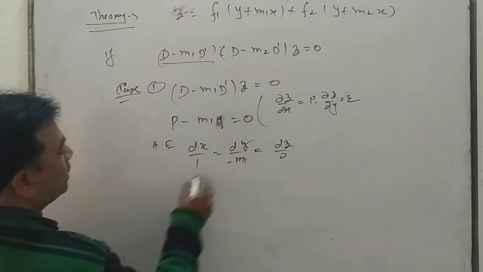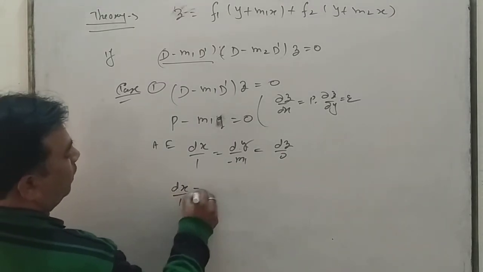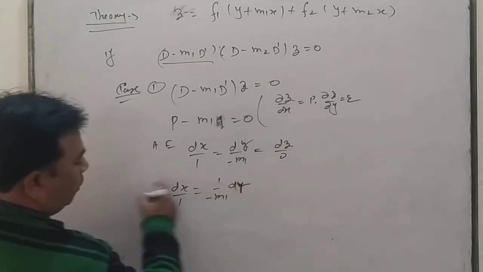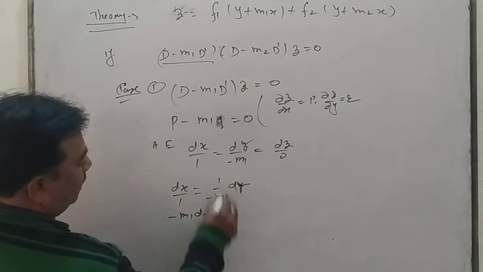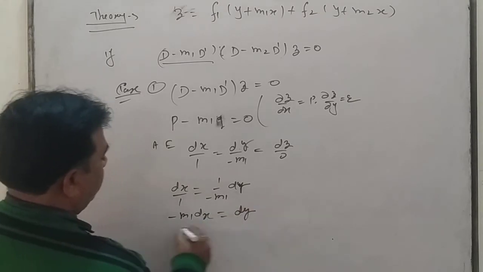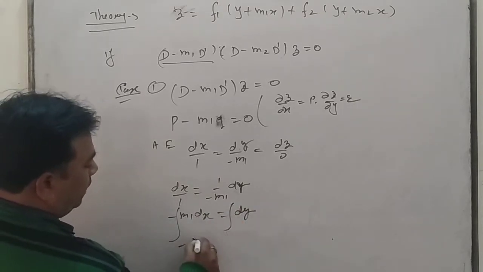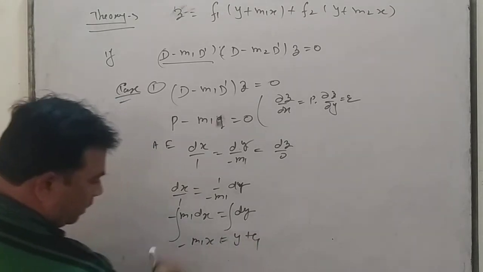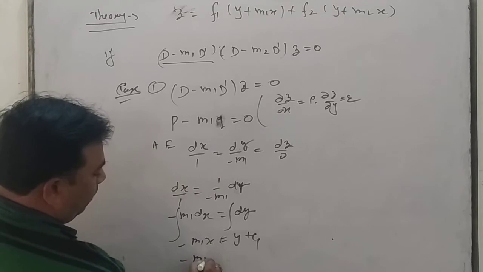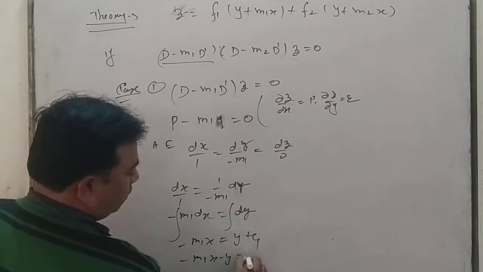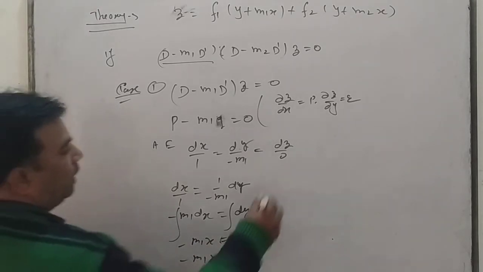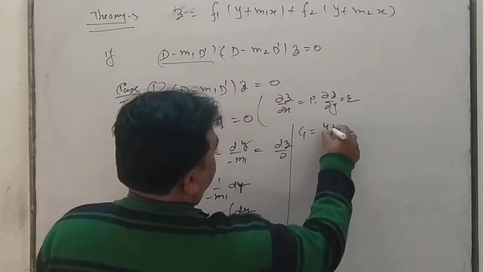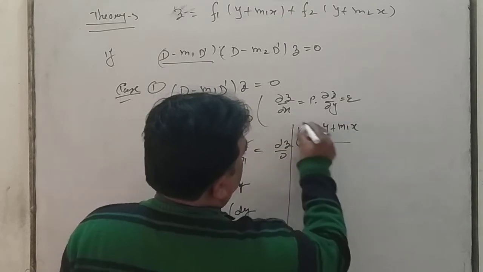We take the first and second terms: dx upon 1 equal to dy upon minus m1. Cross multiply: minus m1 dx equal to dy. On integrating both sides, minus m1x equal to y plus c1. Taking y to the other side, m1x minus y equal to c1. Taking the common of minus, the value of c1 equal to y plus m1x.